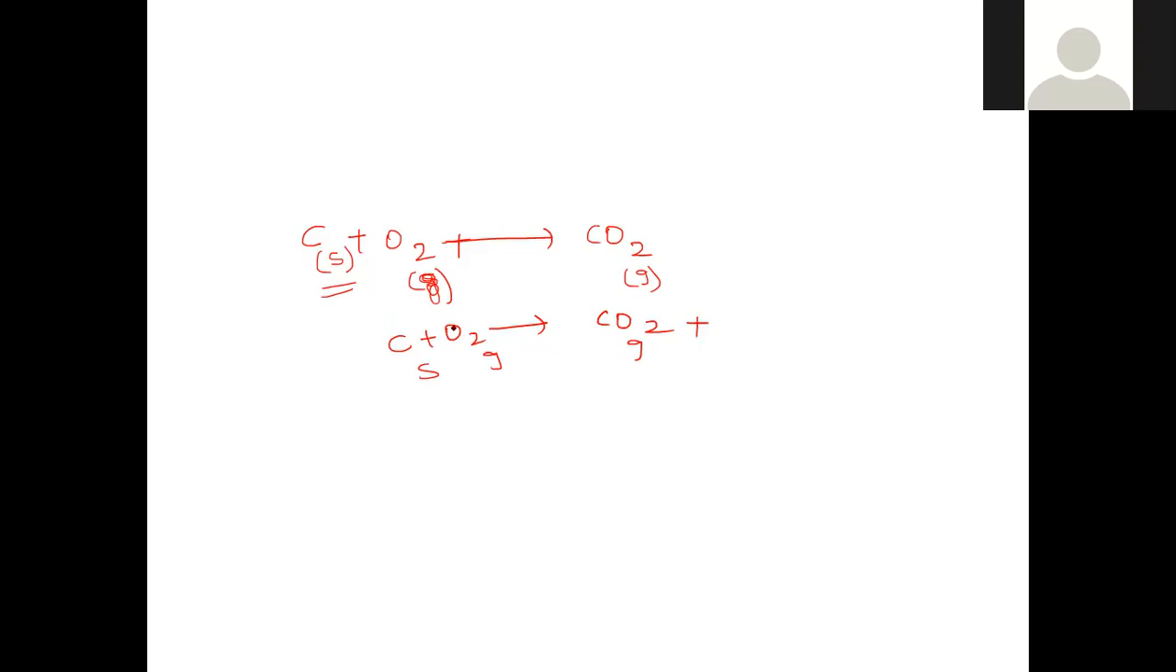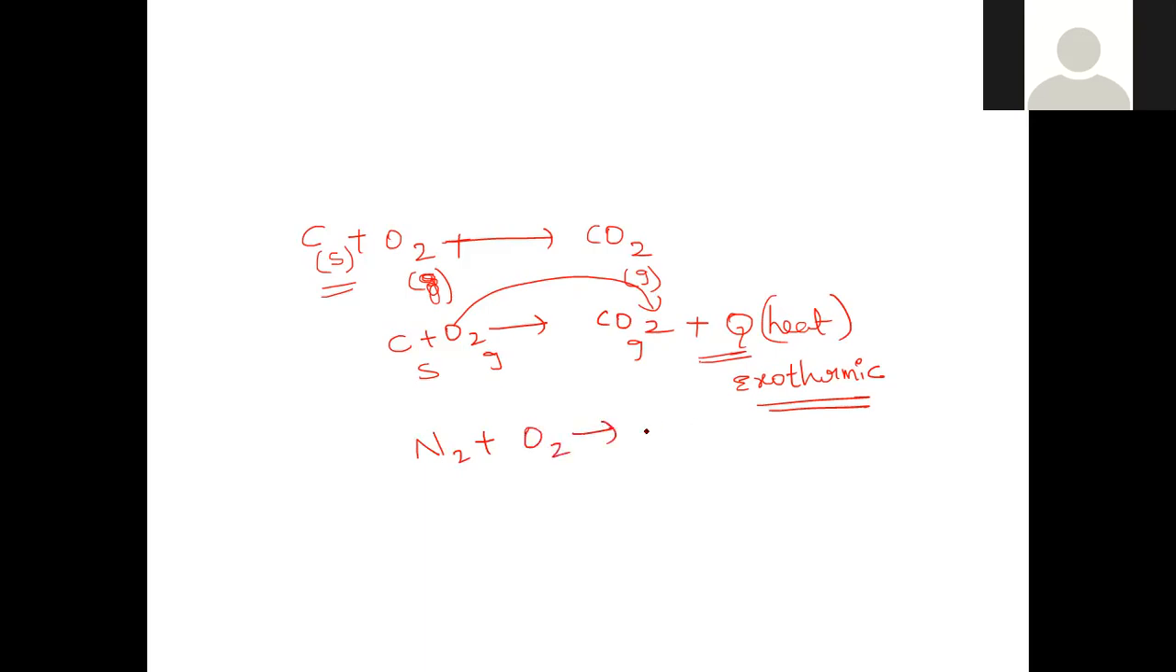In this reaction, when they combusted along with the product, some amount of heat is evolved. Heat liberated in the reaction is called exothermic. Nitrogen on treating with oxygen, formation of nitric oxide. This is called nitric oxide. This equation is in balanced state now. N2 plus O2 gives rise to 2NO.